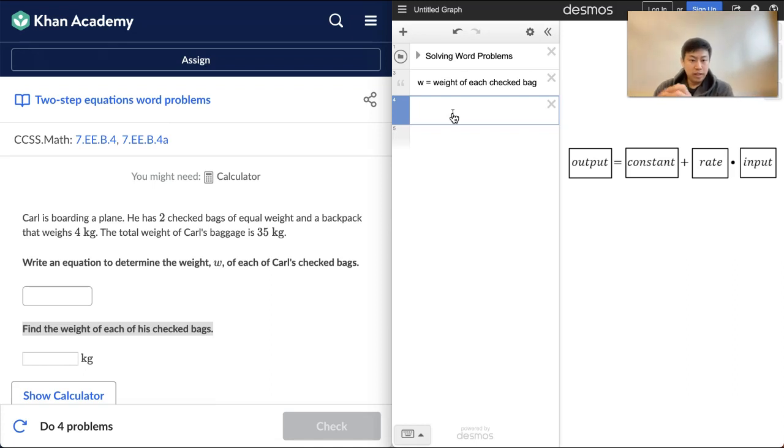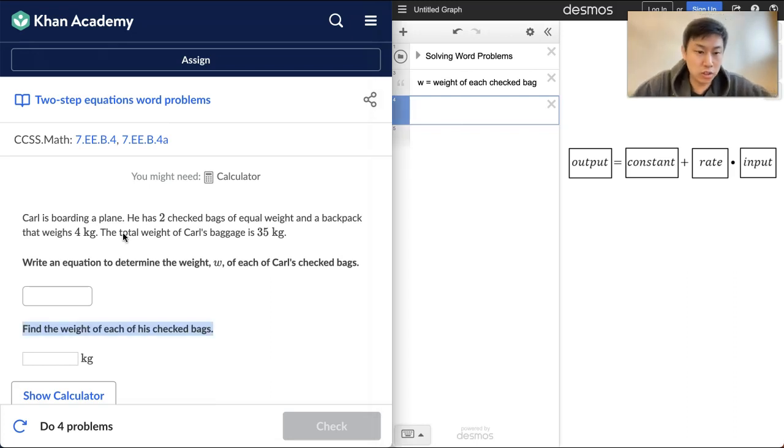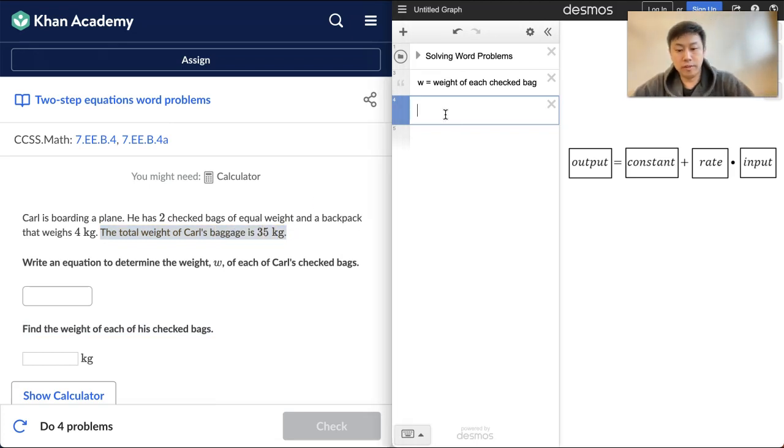Let's build our equation. Okay, so reread it if you need to. Looks like Carl has 2 checked bags, same weight. He has a backpack, an extra backpack that weighs 4 kilograms. The total weight of Carl's baggage, total weight 35. That should be my output, right? Total is 35. His constant should be his backpack, right? Because he has a backpack plus 2 equally weighted checked bags, which we don't know the weight of. So the constant is 4.